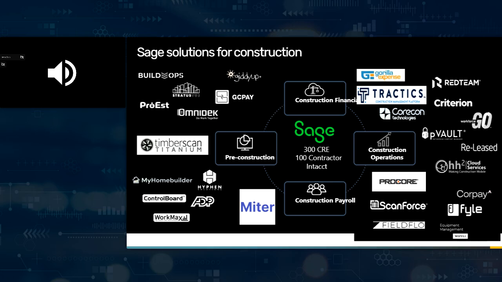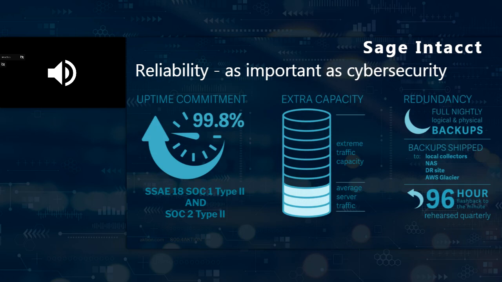One of the other things that people seem to be concerned about quite often is reliability. They feel very comfortable having that information sitting on their server in their office, right? Well, a couple different things around this. First of all, Sage is SOC 1, SOC 2 compliant. We do nightly backups, both remote and local. We rehearse a 96 hour up to the minute refresh if anything ever happens to us.